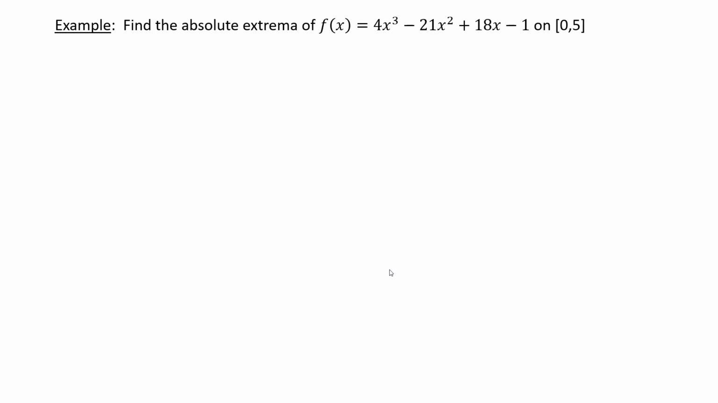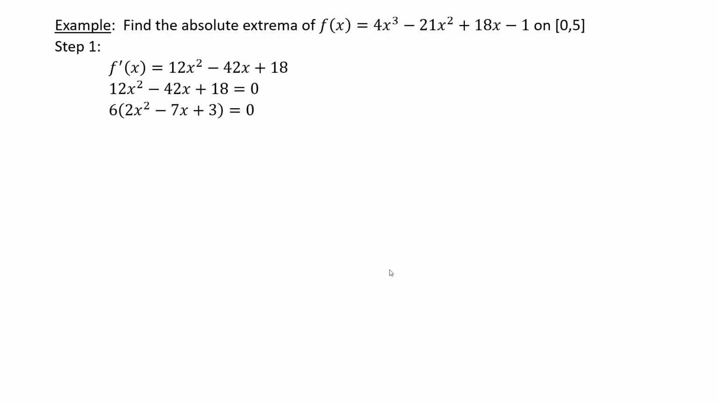Let's find the absolute extrema of 4x cubed minus 21x squared plus 18x minus 1 from 0 to 5. Step 1, find those critical values. Take that derivative, 12x squared minus 42x plus 18, and set it equal to 0. Notice they have a 6 in common, and when I pull out a 6, I'm left with 2x squared minus 7x plus 3, which factors into 2x minus 1 and x minus 3. Set my factors equal to 0. 6 is never going to be equal to 0, so ignore it. Here I get 1/2, and here I get 3.